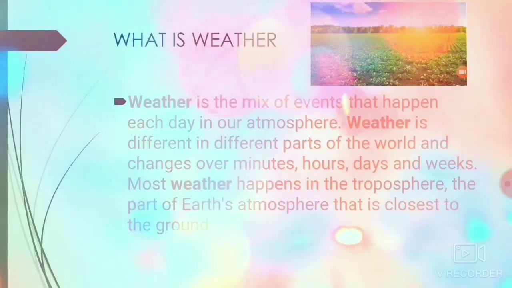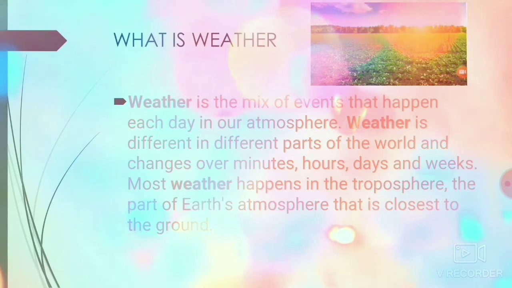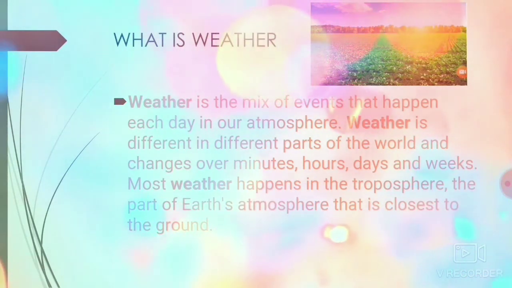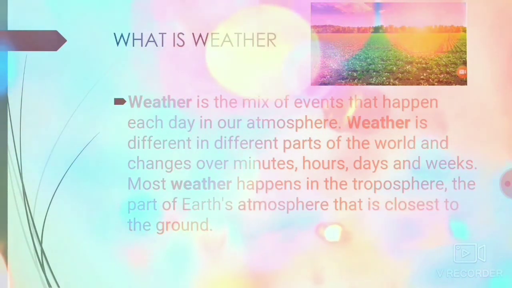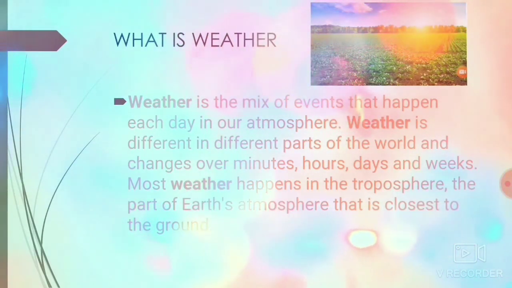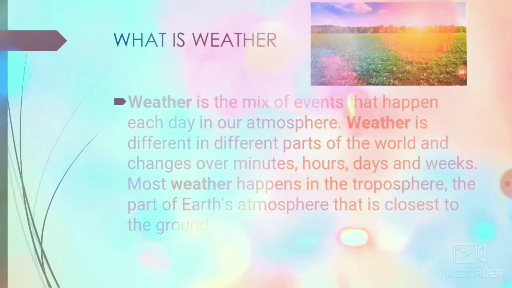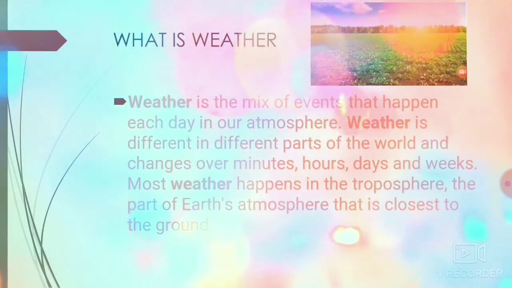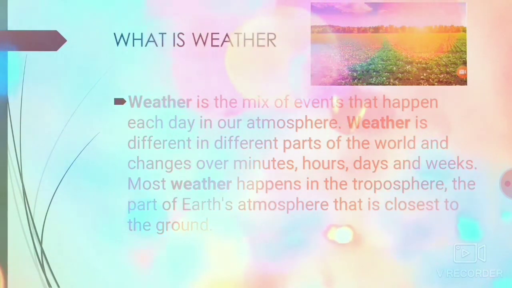Learn what is weather? The weather is the mixture of events that happens each day in our atmosphere. Weather is different in different parts of the world and changes over minutes, hours, days and weeks. Most weather happens in the troposphere, the part of the Earth's atmosphere that is closest to the ground.